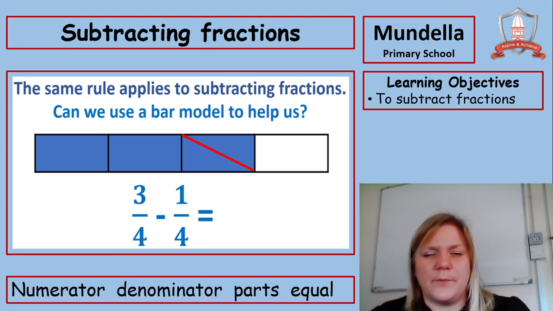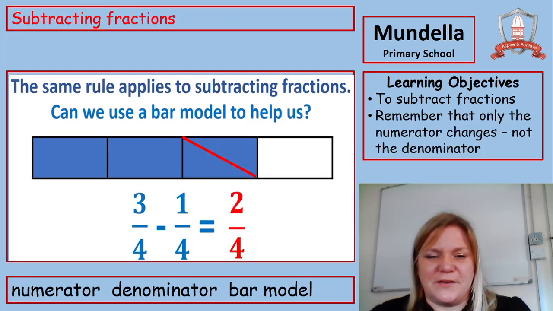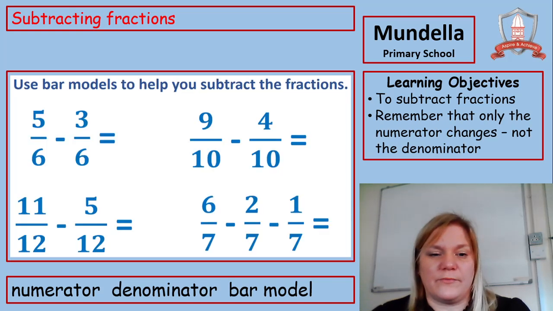So if you have a look at the bar model up here, it was split into 4 equal pieces. So the denominator of our fraction is going to be 4, or quarters. 3 of those quarters were coloured in blue. So we started off with 3 quarters and we took away and we crossed out 1 of those quarters. So how many quarters are left? Shout the answer out. Well done. It is 2 quarters, which is also equal to 1/2.